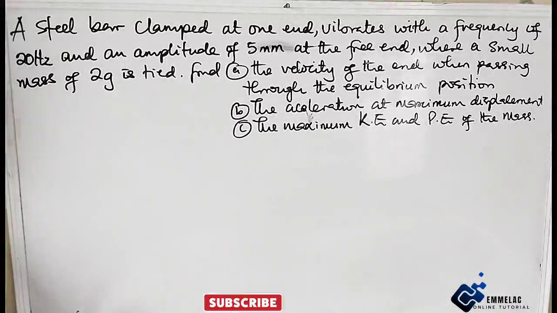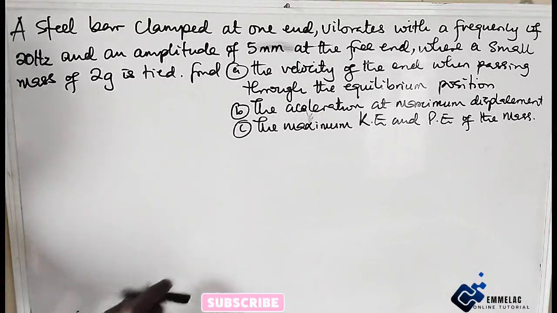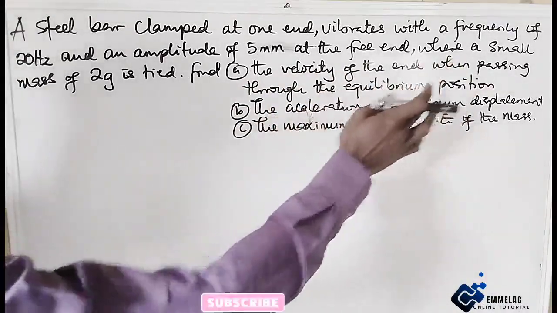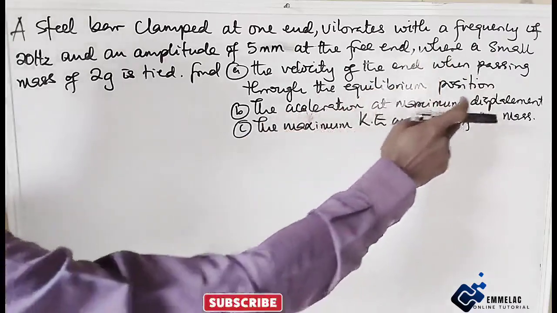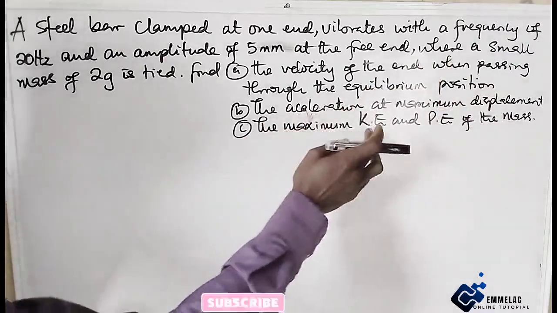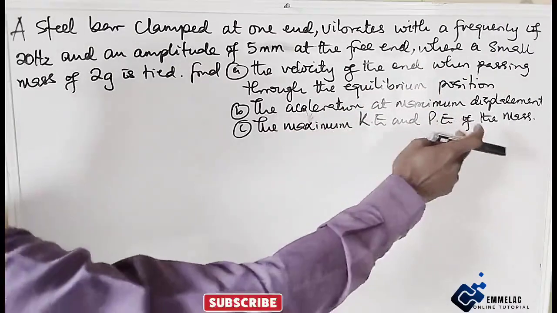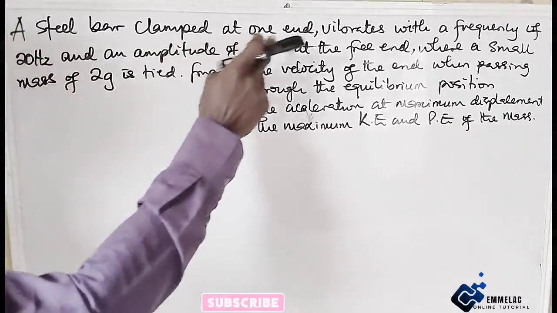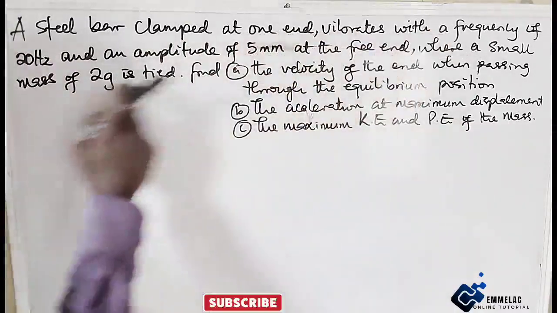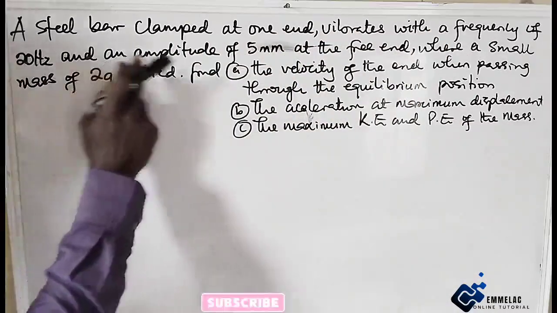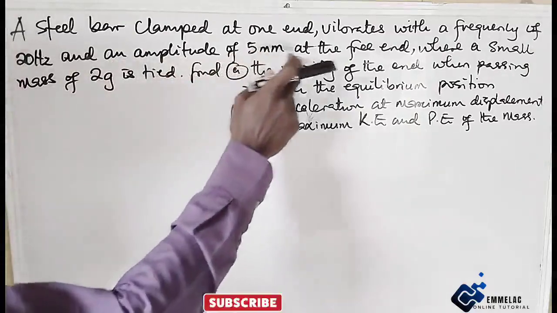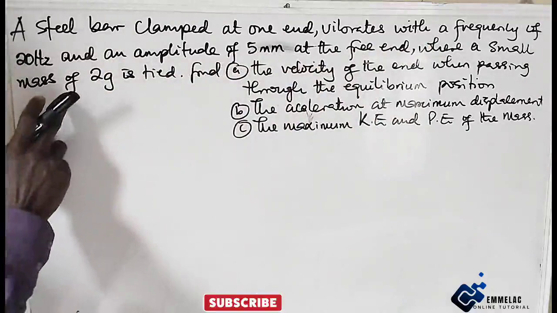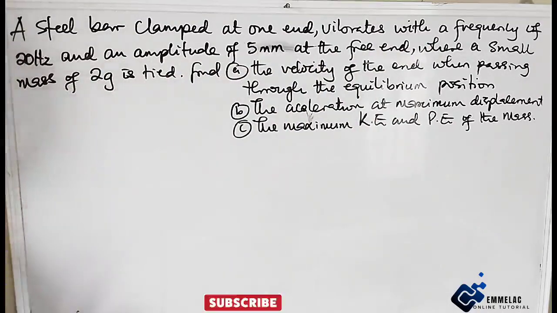In this simple harmonic motion question, we are told to find the velocity of the end when passing through the equilibrium position, the acceleration at maximum displacement, and the maximum kinetic energy and potential energy of the mass. Now, a steel bar clamped at one end vibrates with a frequency of 20 Hz and an amplitude of 5 mm at the free end, where a small mass of 2 grams is tied.